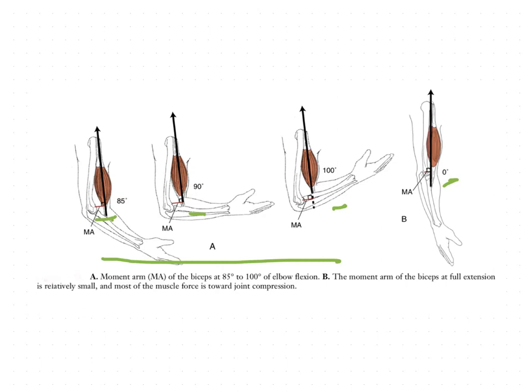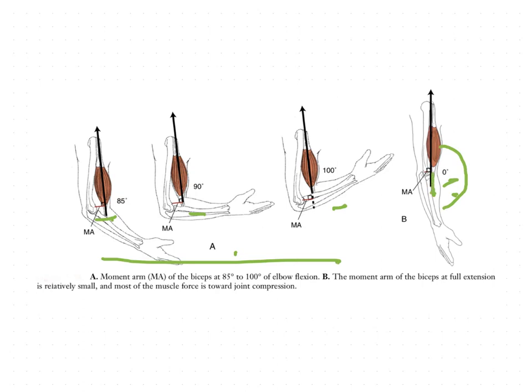The moment arm of the biceps is rather small when the elbow is in full extension, and most of the muscle force is translatory and towards the joint compression. So in this 0 degrees of elbow flexion, the moment arm is very small, and the muscle force is acting as a translatory force towards the joint compression.